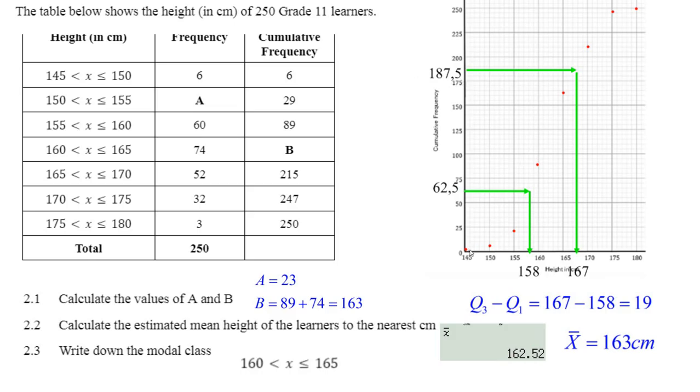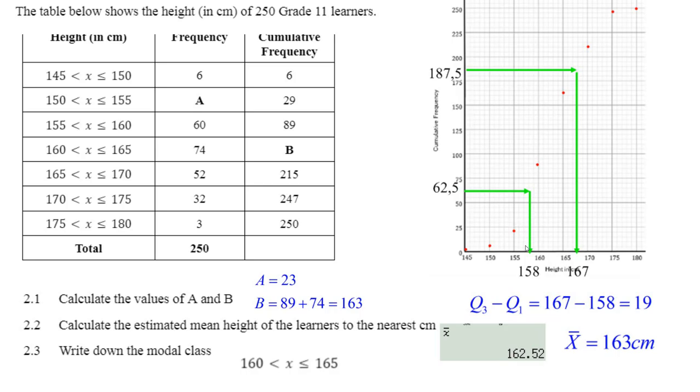Now you've got to imagine, I think they ask you to sketch this graph too, right? And let's do that part first there. So the first thing you do is you go to 150 and you graph 6, and then 155 and you graph 29. And actually it should be a little bit more up there.